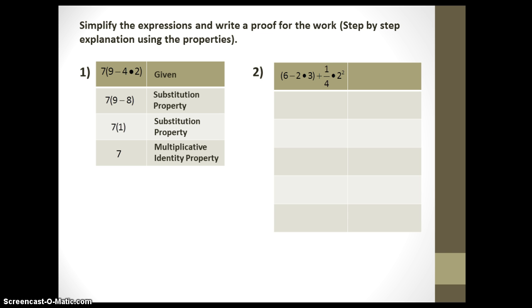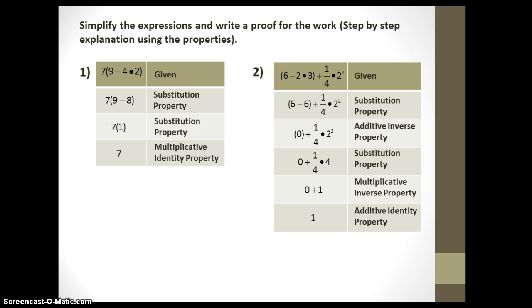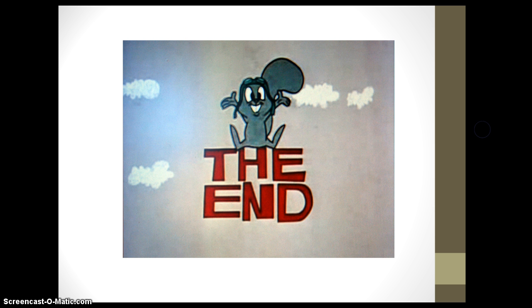Hopefully on this first one, you have the given, then substitution, and multiplicative identity property. You're going to notice we use the substitution property quite often. Number 2 is a little more lengthy, but not too bad. So we have the given, then we substitute, have the additive inverse, the substitution again, the multiplicative inverse, and finally the additive identity. Well, that's it for proofs.